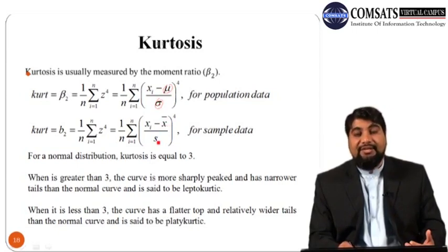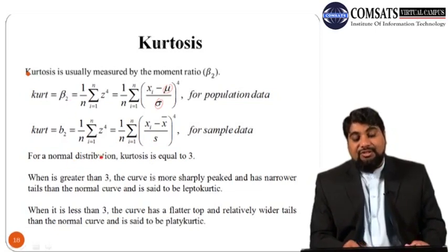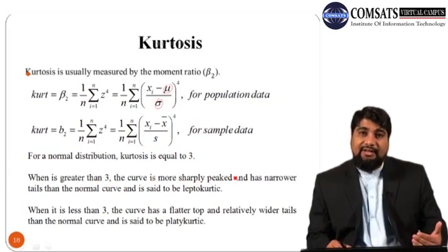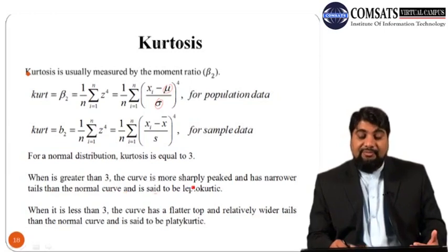So x bar and s will be used, and instead of beta 2 we will use b2. For normal distribution the value of kurtosis is 3. When it is greater than 3, the curve is more sharply peaked, called leptokurtic, and has narrower tails than the normal curve.